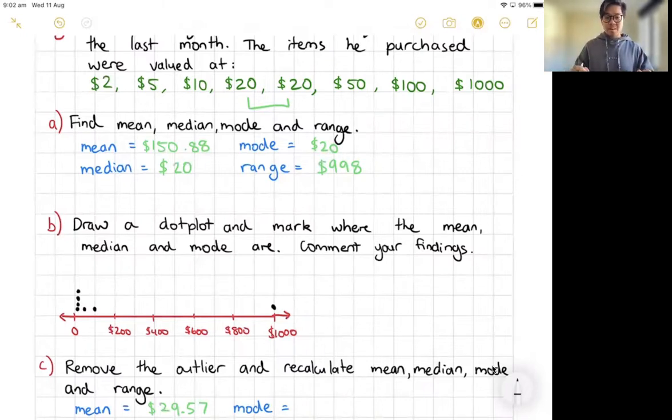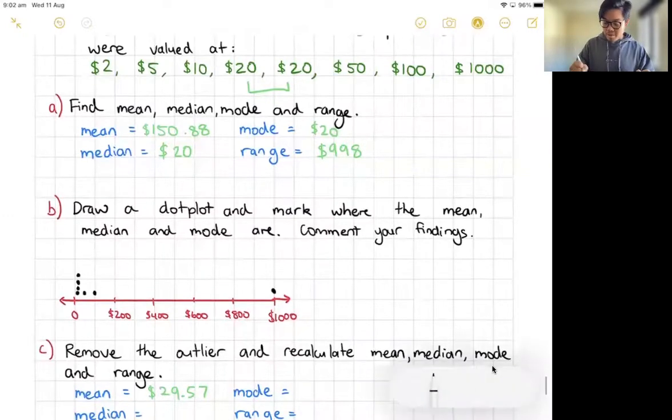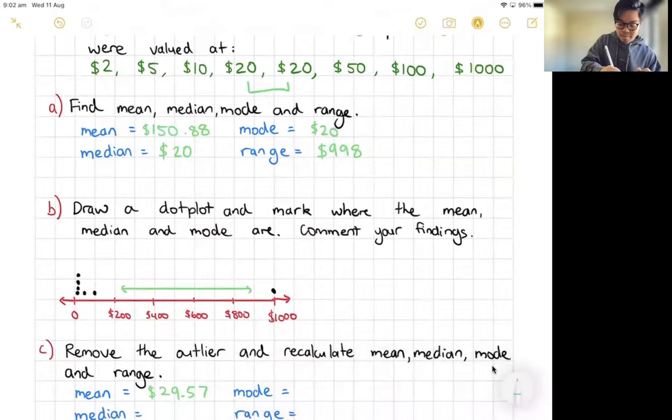Now, hopefully you can see here that there is a big spread of data. Hopefully you remember this was called a gap. That's a big gap. And we could also say that there is an outlier.